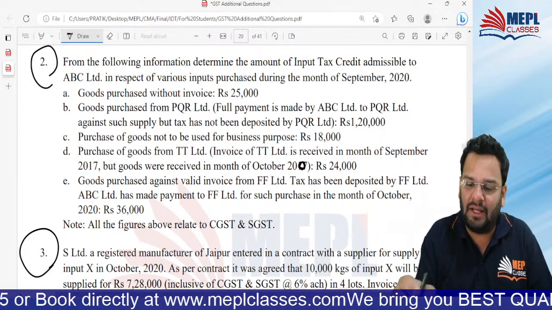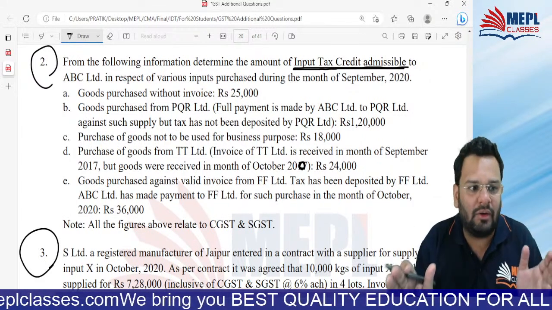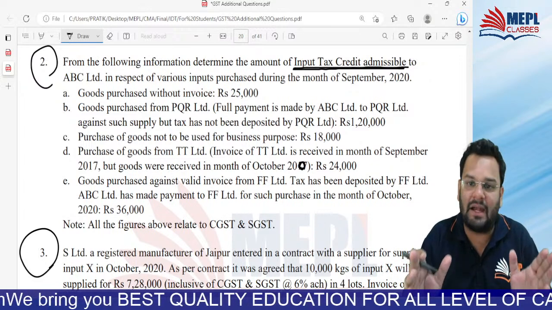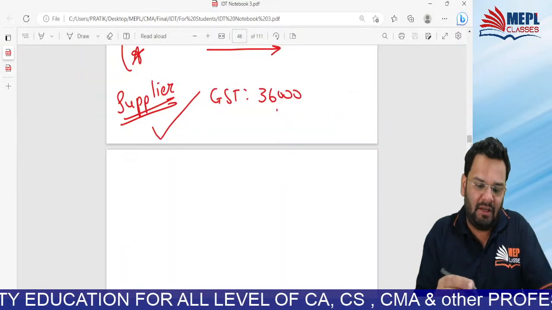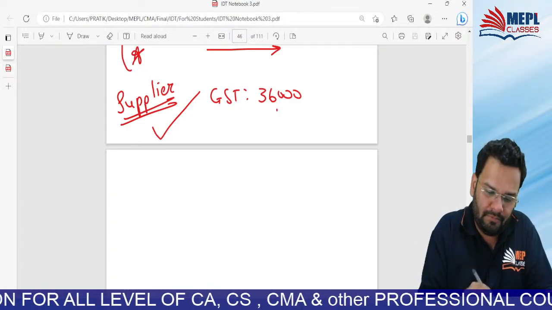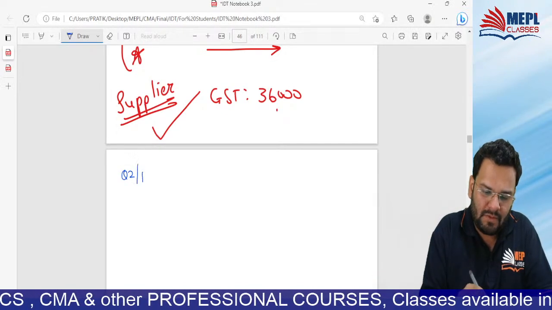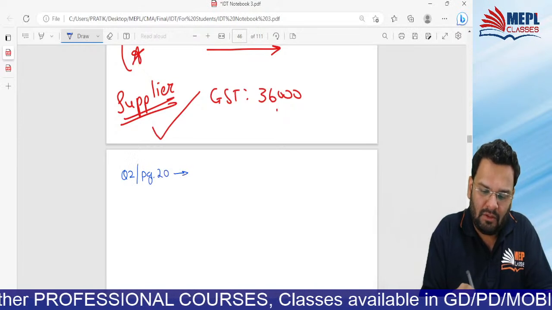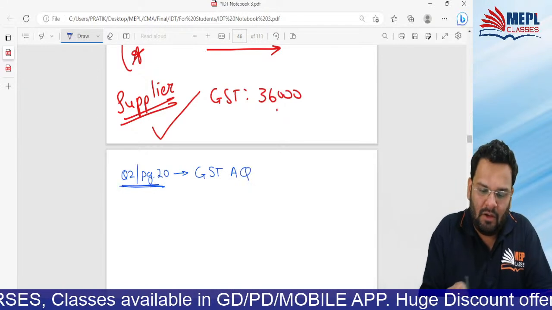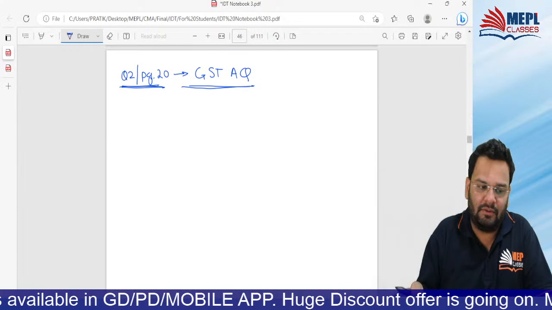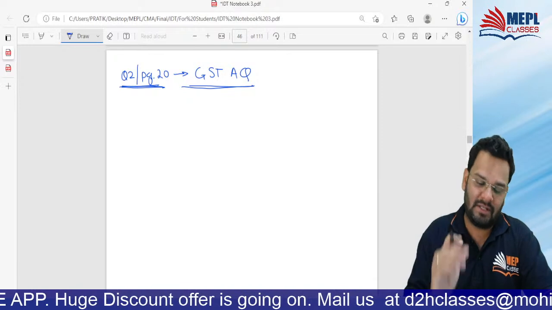You have to calculate input tax credit admissible. So give the heading, question number 2, page 20 from GST additional questions. We have made a lot of question banks. From that, it is question 2, page 20, GST additional questions.